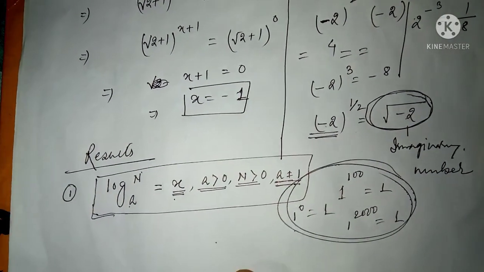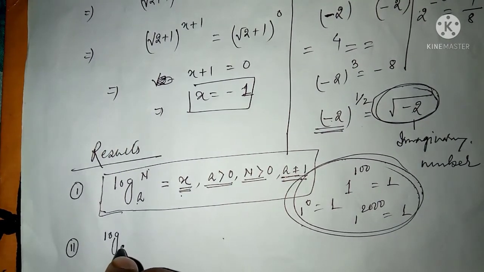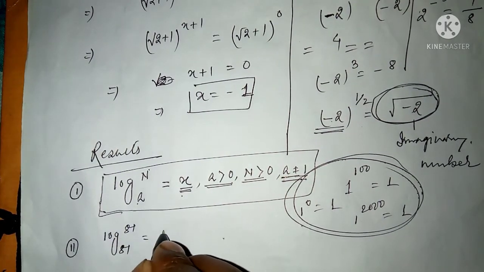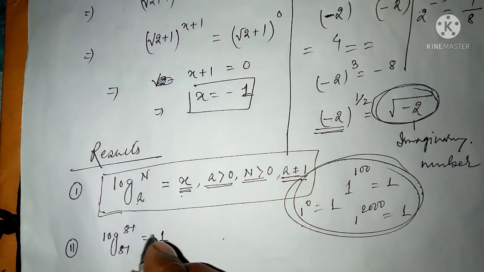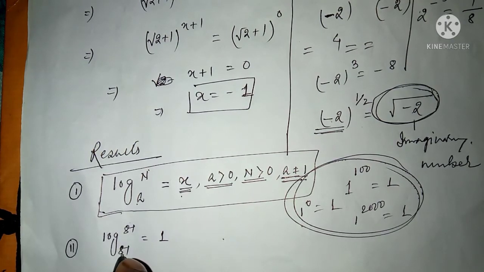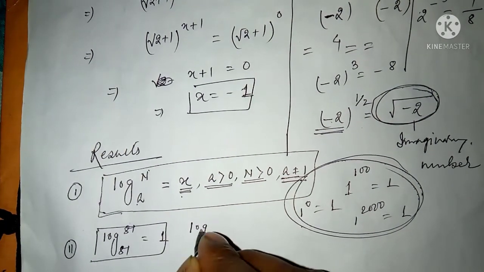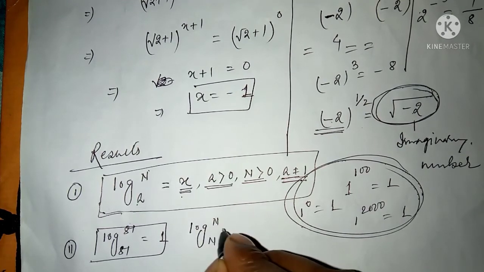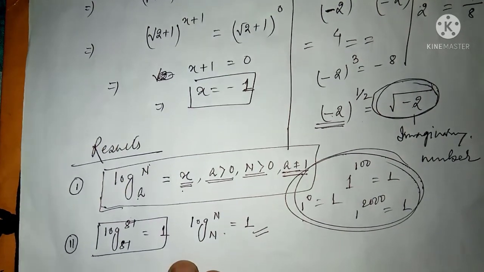The second result we have got here. When we had log 81 base 81, we wrote how much? 1. Why are we writing 1? What power of 81 gives me 81? It is 1. That means when the base and the assumed number are the same, then our answer is always 1. So from there I can conclude that log n base n is always equal to 1. Or instead of n you can write a also, anything you can write. Same number, then this is your 1. This is our another result.